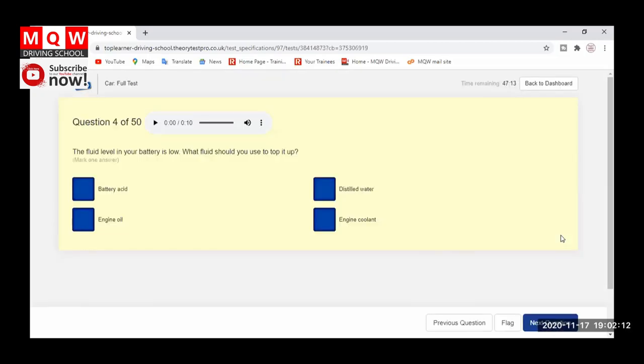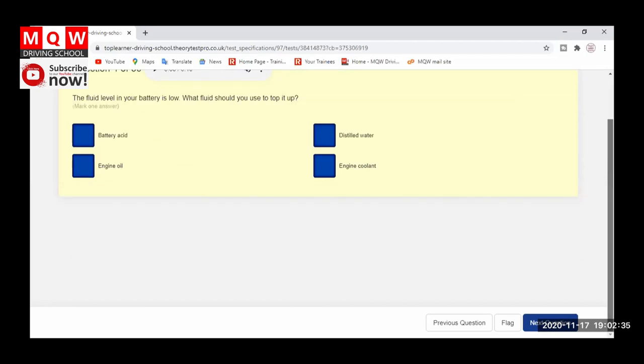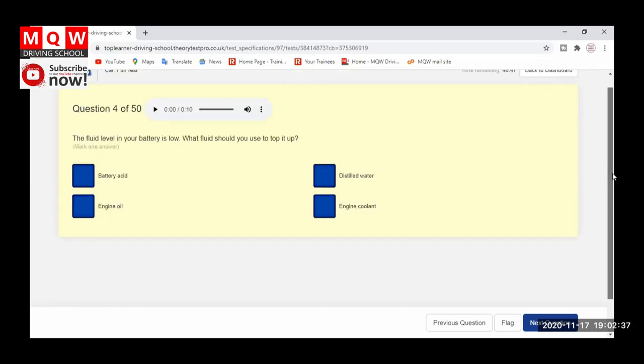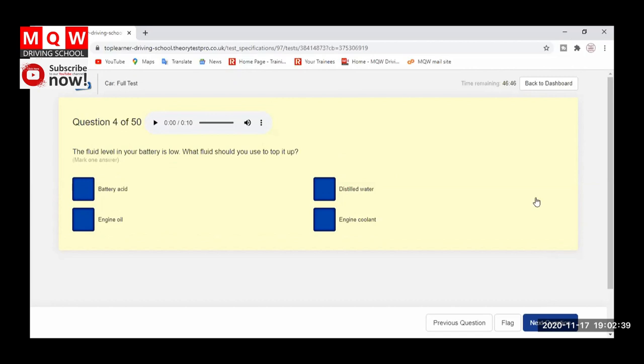The next one says, the fluid level in your battery is low. What fluid should you use to top it up? Now again, they're talking about your car, something about the safety of your car, like a daily basis check. You remember the cockpit drill and control we did? So this is the question they're talking about. Okay, so I can leave this one. When you finish your test, you can say, I'm done, and then the test will finish.